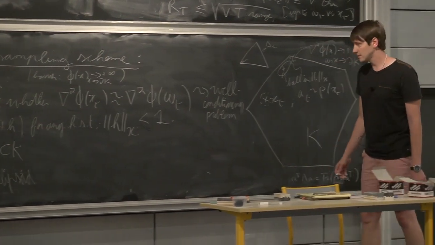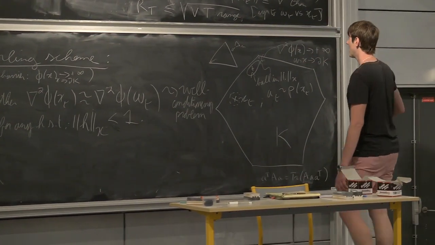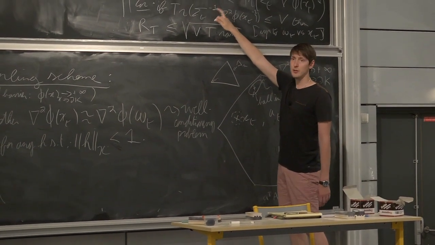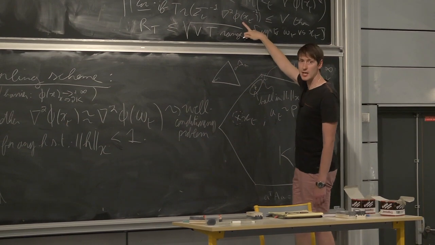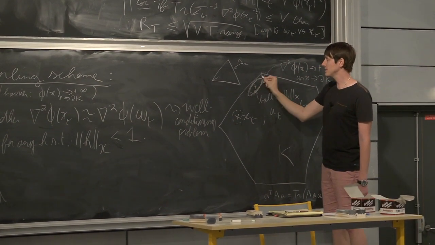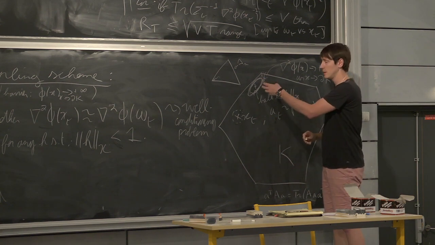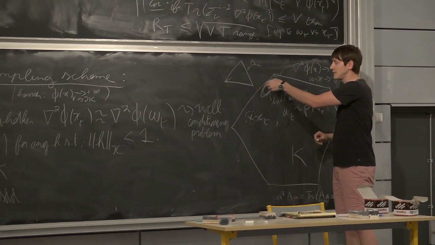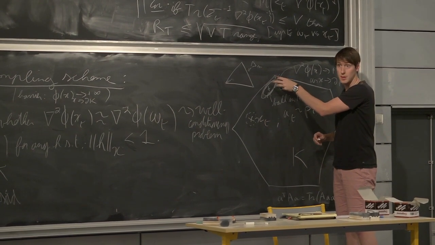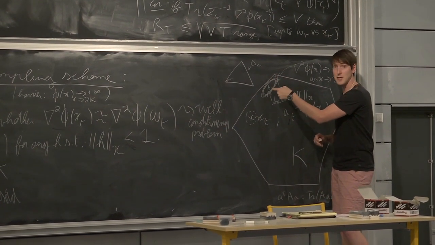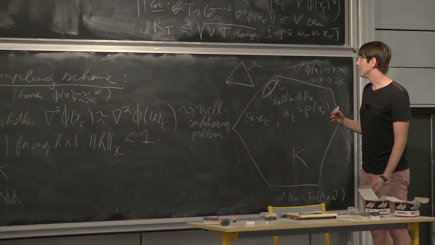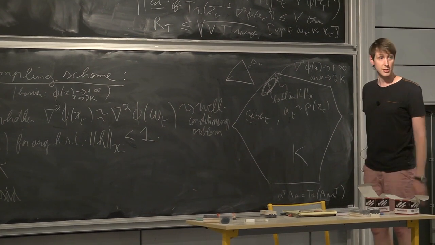Why does this matter a lot for us? Remember, what do we want? We want to match the covariance of the sampling scheme with the Hessian. But if I have an ellipse like this, the covariance is given by the quadratic form which gives you this ellipse. So the covariance of sampling from this ellipse is exactly going to be the inverse Hessian.